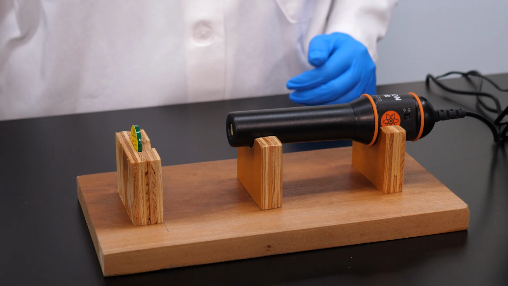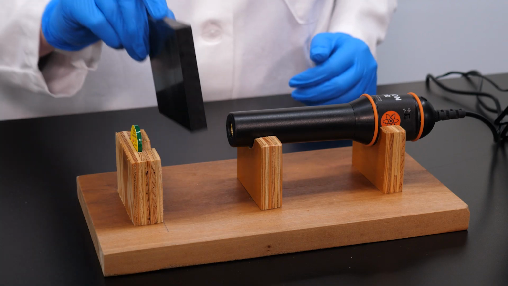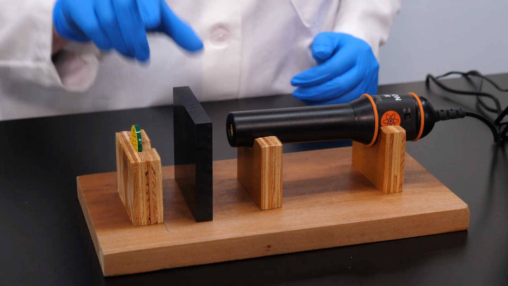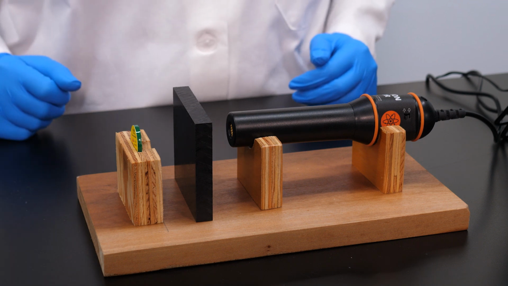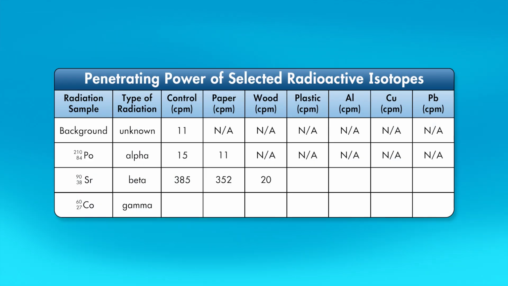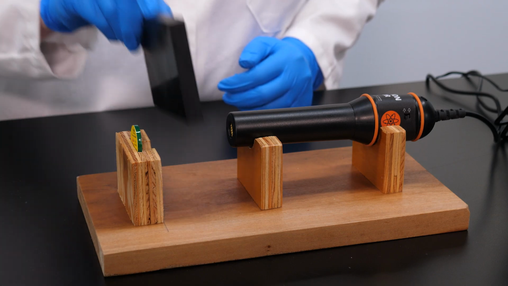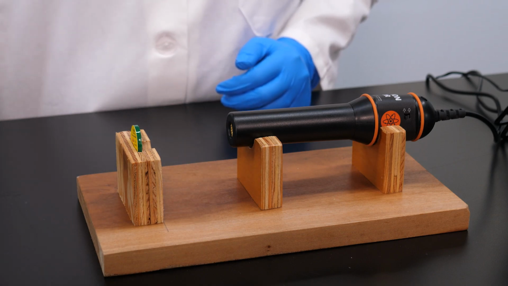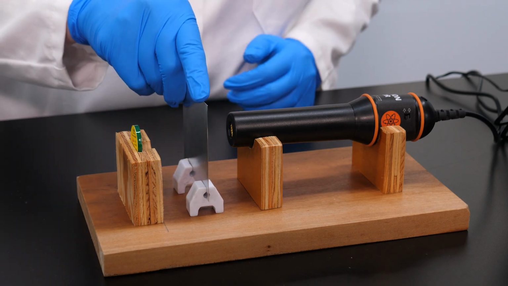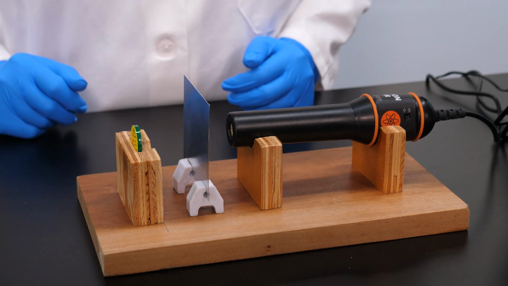Next, we try a shield made of a high-density plastic. This is the type of plastic used to make plastic jugs and bottles. With the plastic shield, the count drops slightly more, to 17 counts per minute. Now we will try 3 metal shields to see if they block beta particles. The first metal shield is made of aluminium.